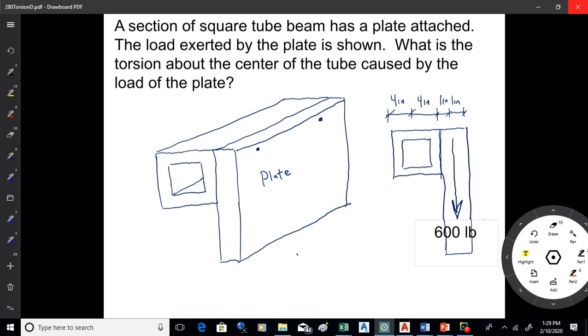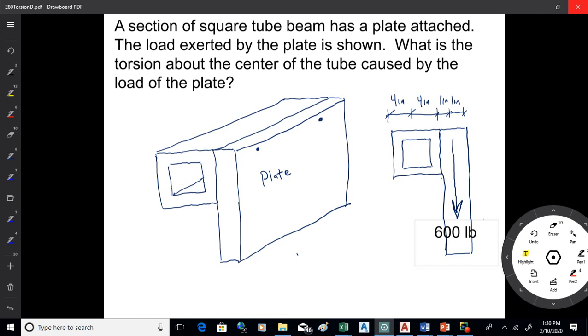Real quick calculation, but I just want to be sure everyone gets this idea here. If I have that square tube, and again, this is not in your book, so you just have to sketch it up on the back of one of the sheets. And I've just attached that plate to it, and the plate weighs 600 pounds. What's the torsion about the center, which is normally where you take it, the center of that tube?